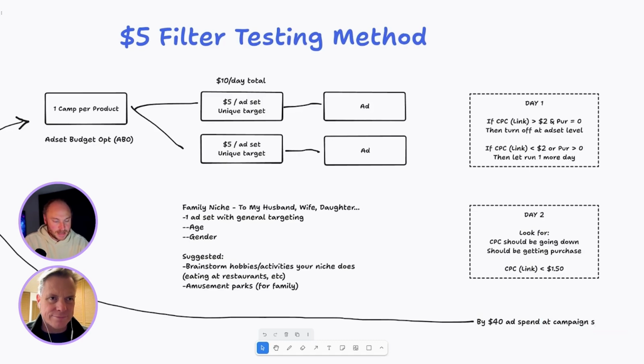So at a $40 ad spend at campaign level, if there are no add to carts and the cost per link click is high, over 70 cents, you're out. The point is you spent $40, and you didn't even get one sale. The key point is that the odds are extremely low that this is the winning product.